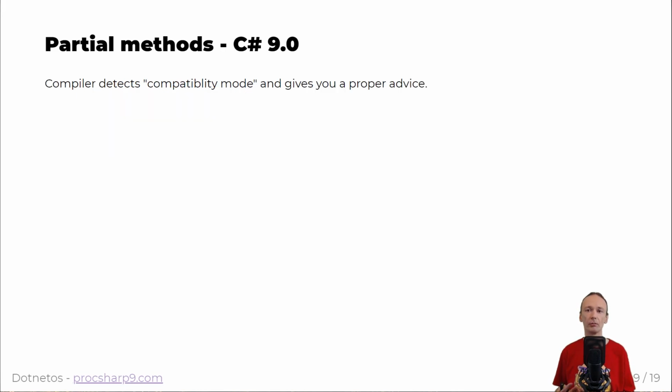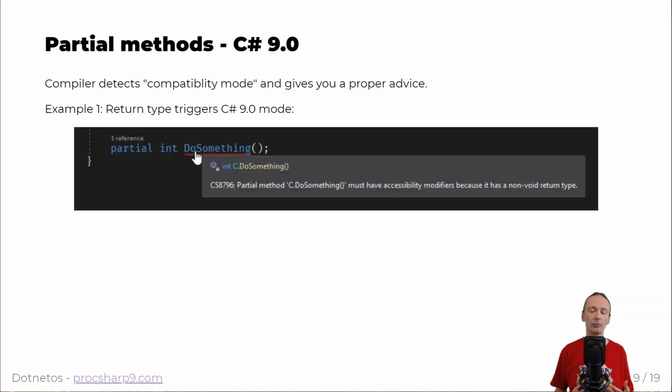Just a few words about the compiler compatibility mode detection, as I mentioned previously. So the compiler will detect this compatibility mode and will give you proper advice depending on the context. So if you are compiling the code in C#9, for example, and the compiler will see that the partial method returns an int, then it will say, okay, but it should have an accessibility modifier, because if a partial method returns something, it means it is running in the new mode, not the old one. So we need to explicitly provide the accessibility modifier.